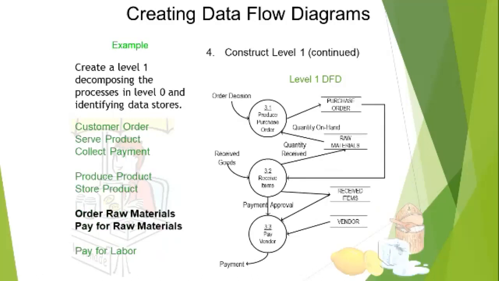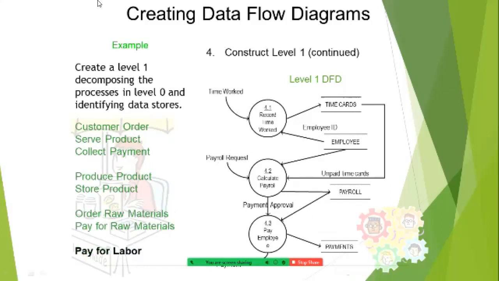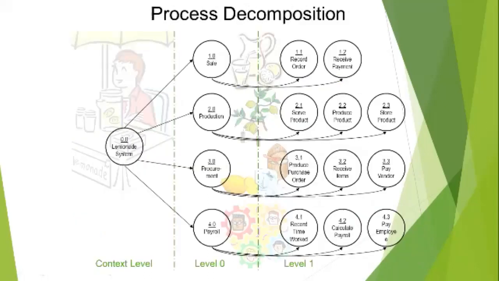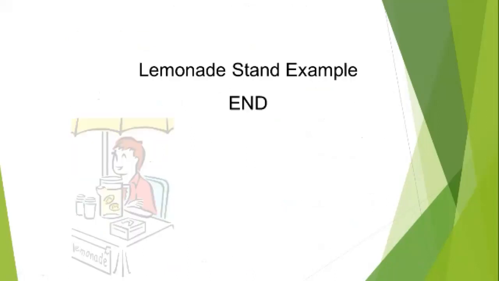And level 1 is continued, in which we create a level 1 decomposing the processes in level 0 and identifying data stores. The level 1 also continues, with the same processes: customer order, serve product, collect payment, produce product, store product, order raw material, pay for raw material, pay for labor. This is process decomposition of the lemonade system, from the context level, to level 0, to level 1, which is continued.